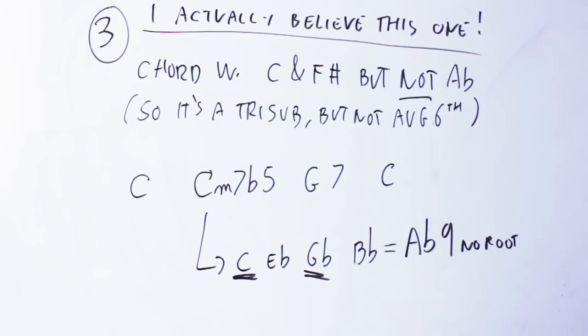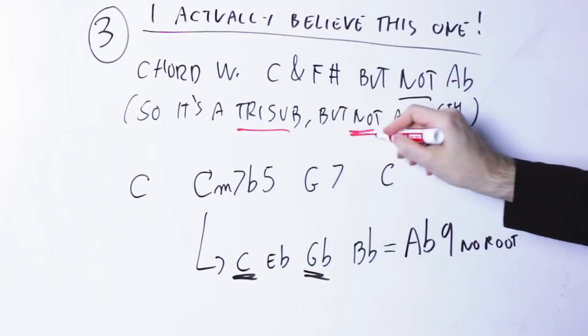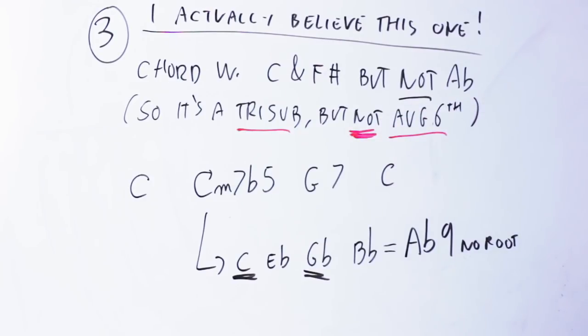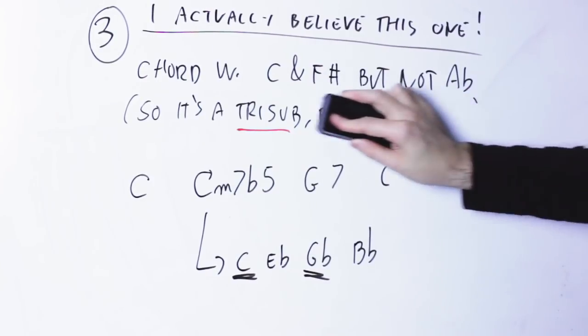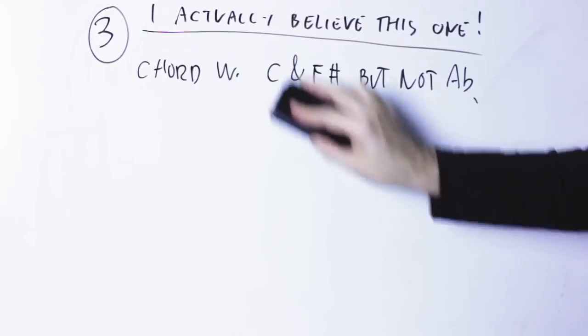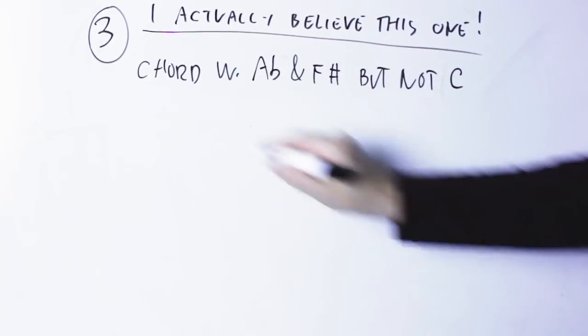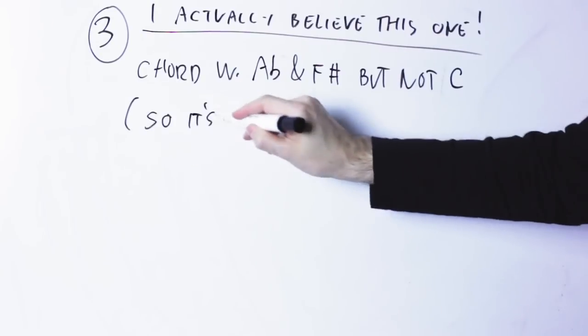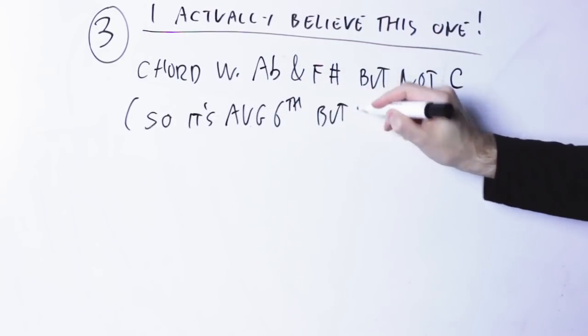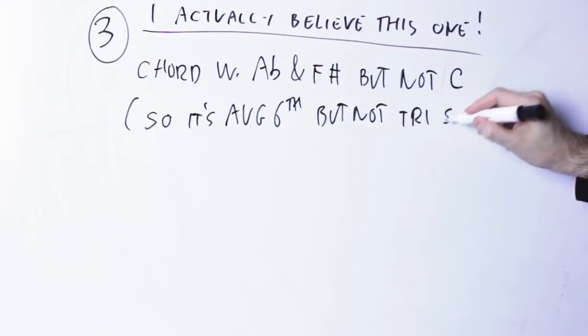And I think it sounds lovely. So this is a tritone substitution chord that is not an augmented sixth chord. Can I do the opposite? So can I find a chord that contains A flat and F sharp, but does not contain the C note? So this chord will be an augmented sixth chord, but not a tritone substitution chord.